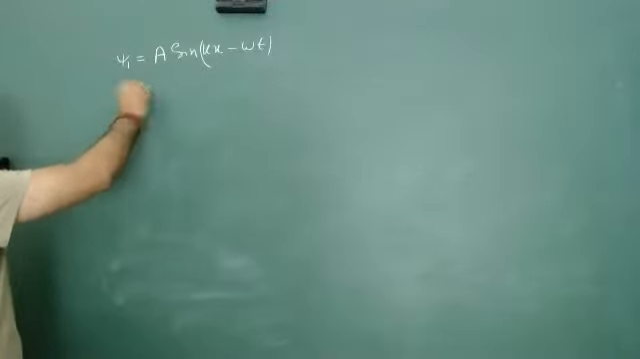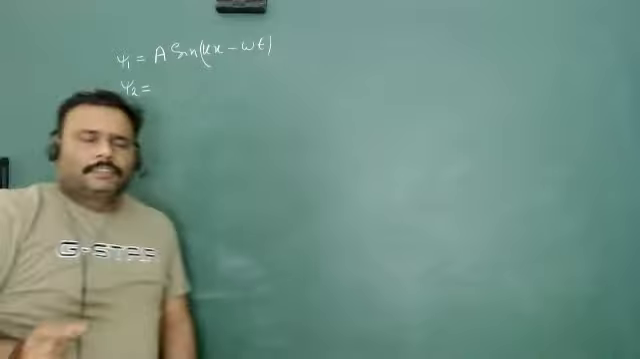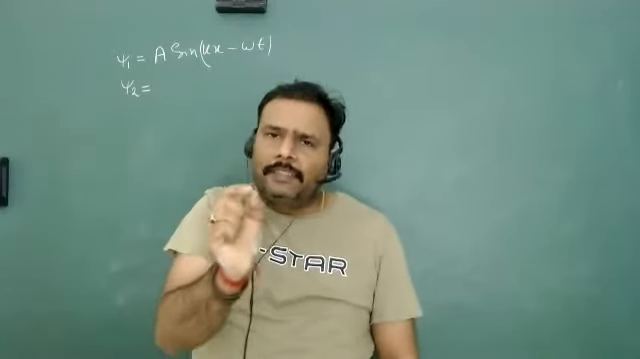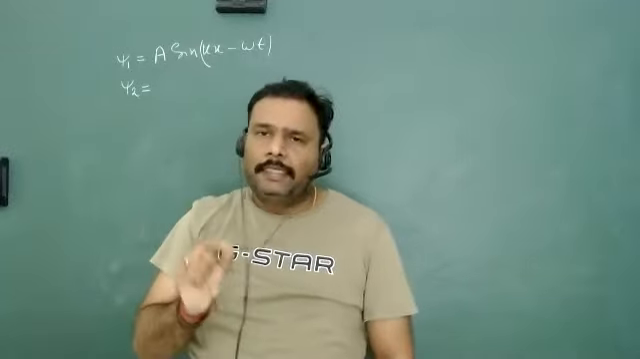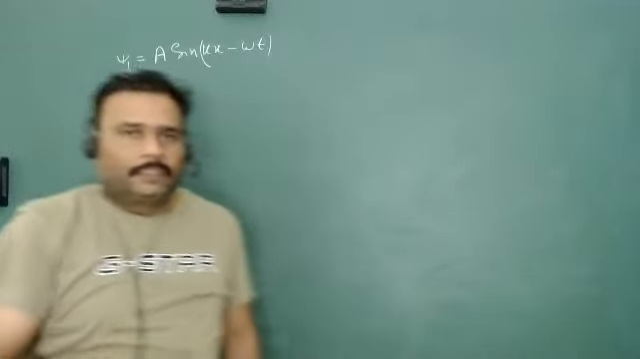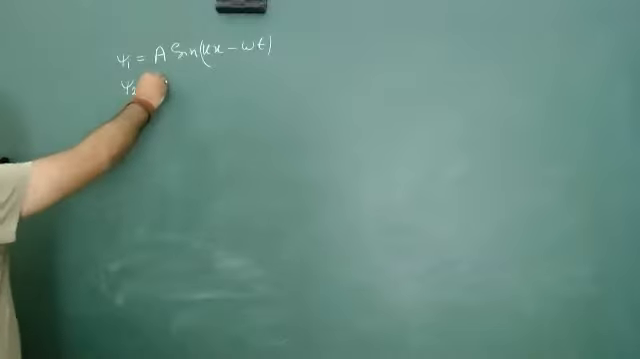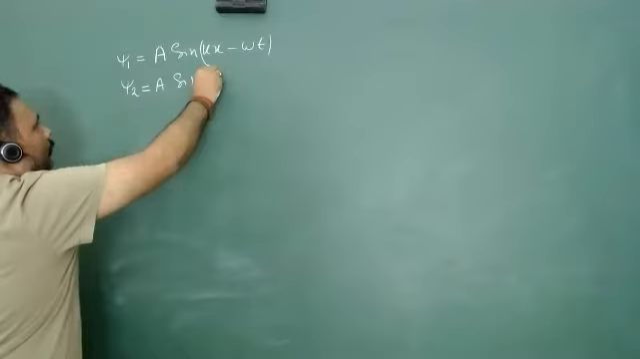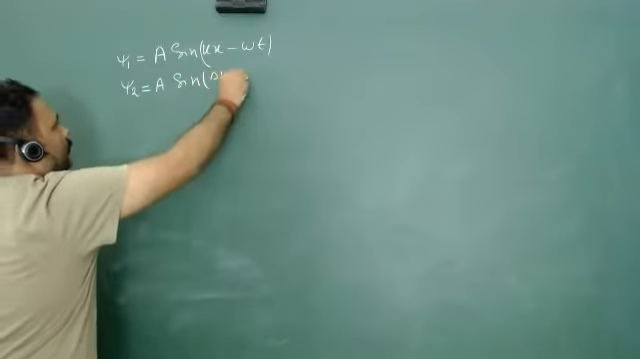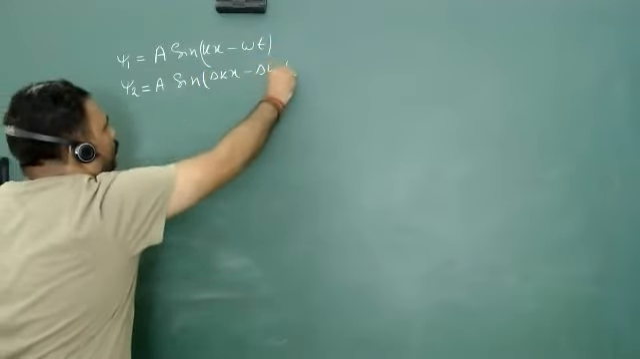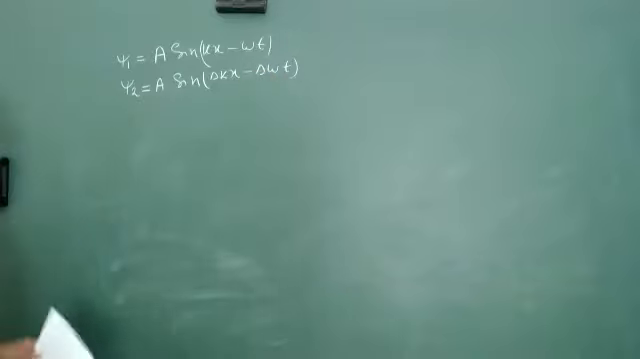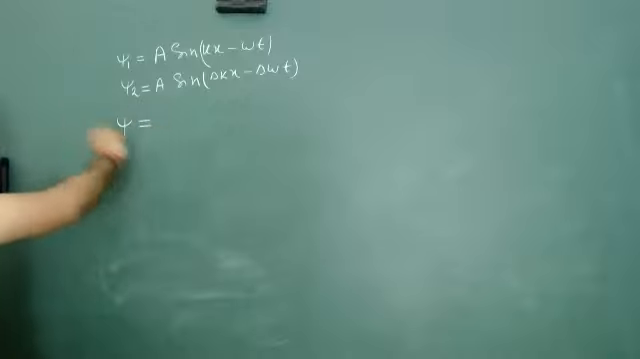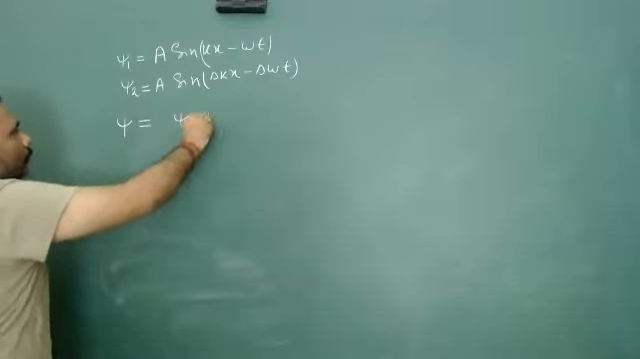And another wave is known as psi2. This wave has a little bit of change in k and a little bit of change in omega. A very small change in k and a small change in omega. So this is the other wave associated with this. This will be A sin(delta k x minus delta omega t). So this is psi2. What will be the superposition of these waves is the new psi, which is psi1 plus psi2.